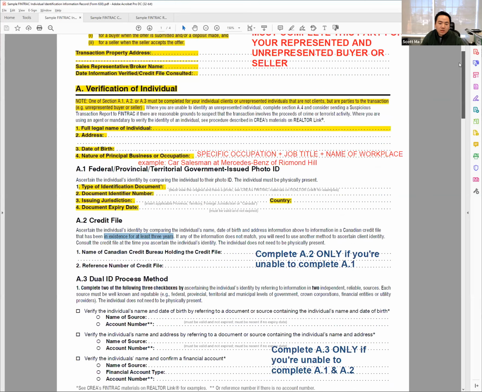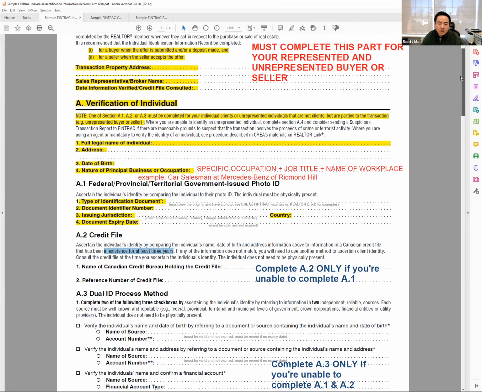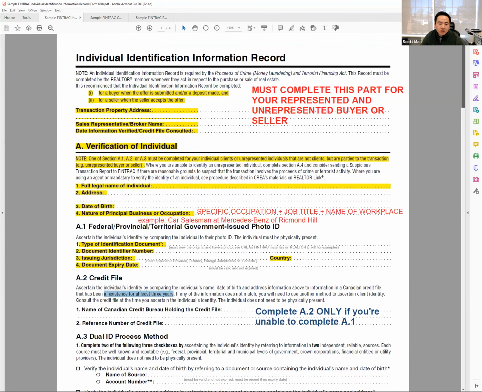If you have more than 1 client, can I just get 1 ID record for 1 individual? Or can I just verify 1 person's ID? The answer is no. You need to verify everyone that you represent as a client, even if they're your customer. Even if you do not have a signed representation agreement, you need to verify their ID. So best practice is to have a separate individual ID record for each individual.